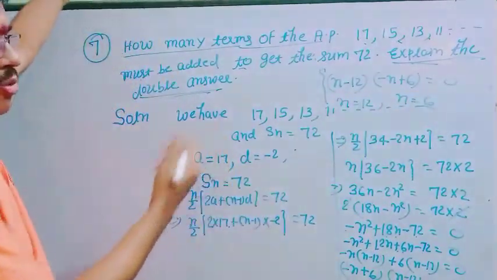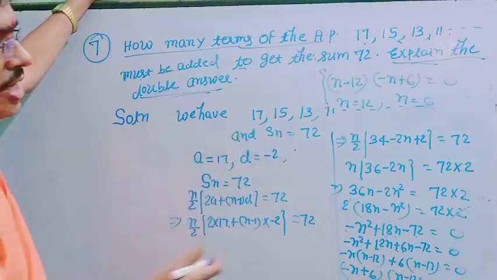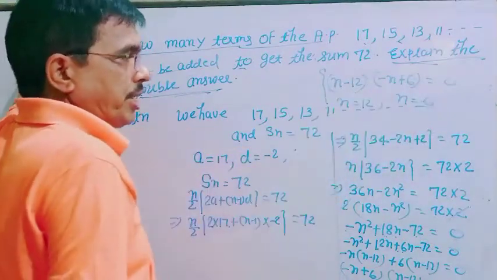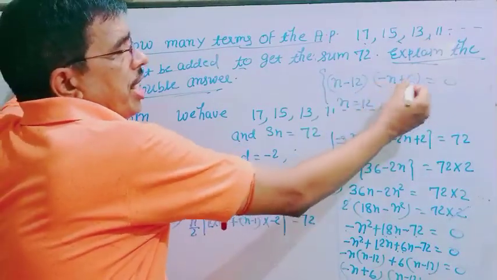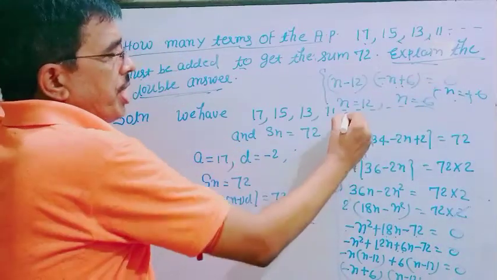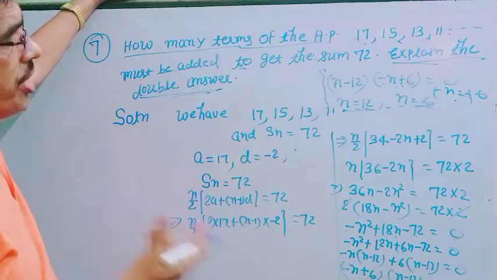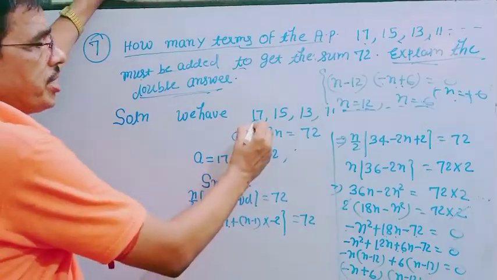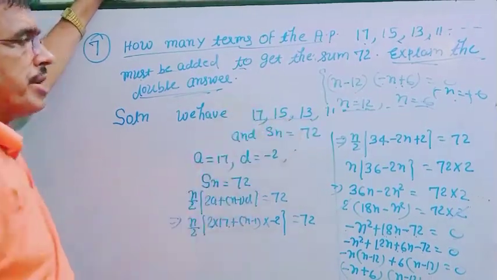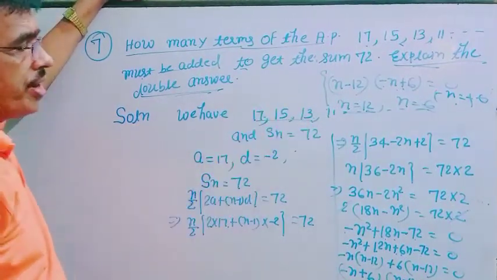Now there are two conditions here: the first answer is 12 and the second answer is 6, and both have positive sign. So n is 12, n is 6. Now you raise your question: how is it possible? When we add the 12 terms, the sum is 72, and when we add 6 terms, it is also 72. How is it possible?